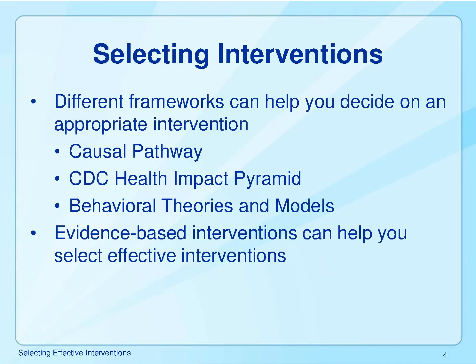As I mentioned before, there are different frameworks that can help you determine potential interventions that can be used to address NCD-related public health problems where you work. These include Causal Pathway, CDC Health Impact Pyramid, and finally, behavioral models and theories. I want to point out that these frameworks are not mutually exclusive and can be used in combination with each other. For example, causal pathways and behavioral models and theories might help you assess what outcomes you would like to change and how particular interventions might help you change those outcomes.